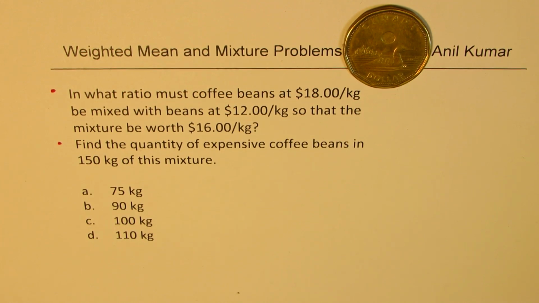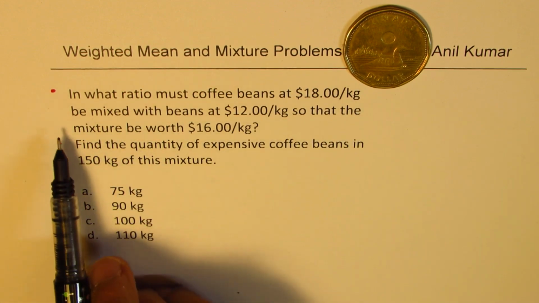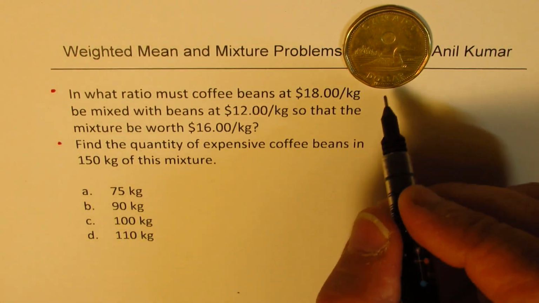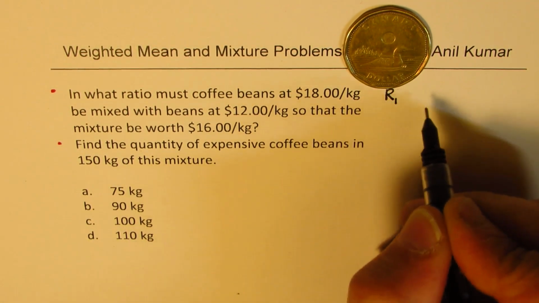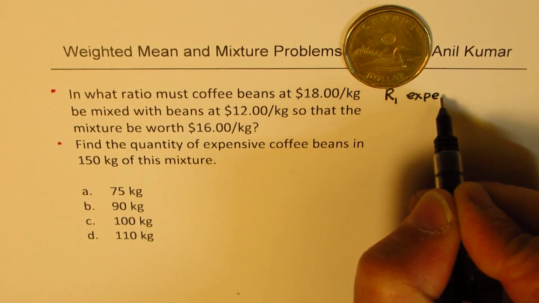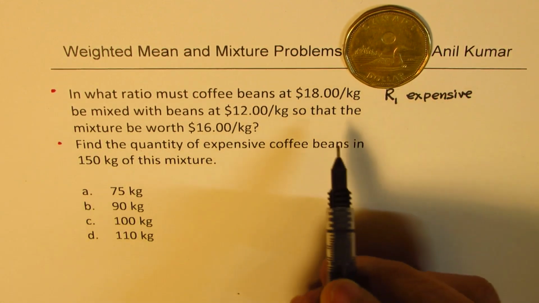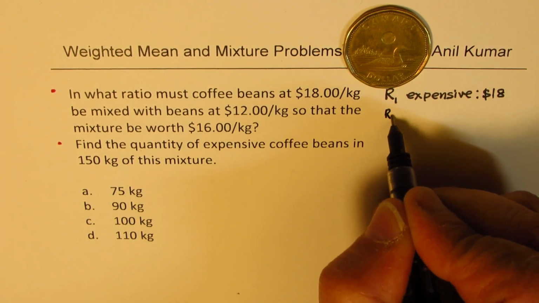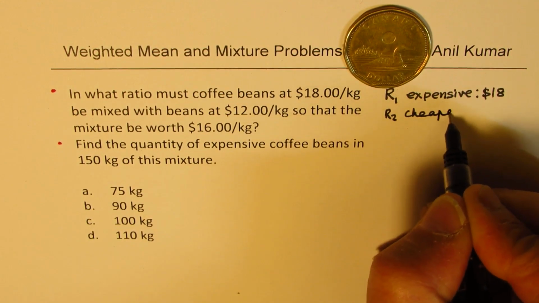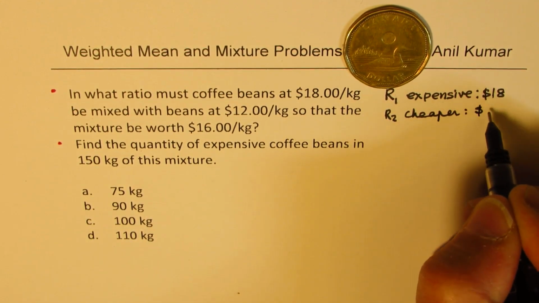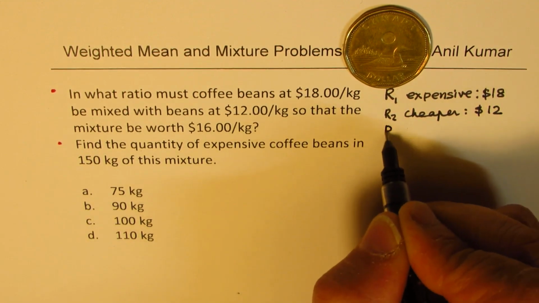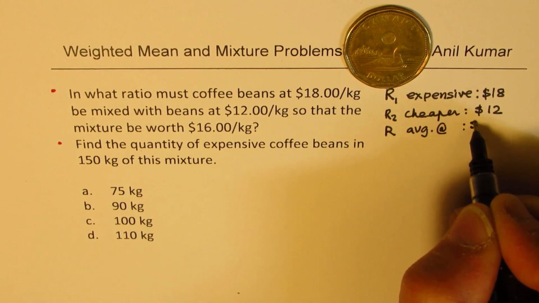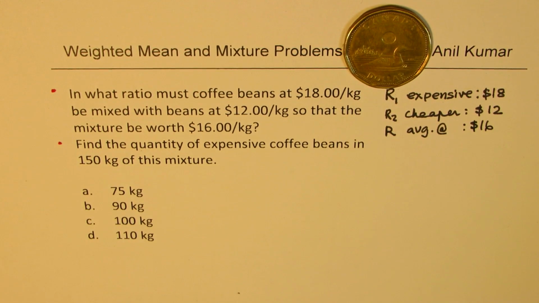Now, I am going to use the concept we just arrived at. We are given two different rates, and the average rate also, right? So we will say rate 1, which is more expensive, is $18. Rate 2, which is cheaper, in our case is $12. And R is the average rate, which is $16 per kg, right?